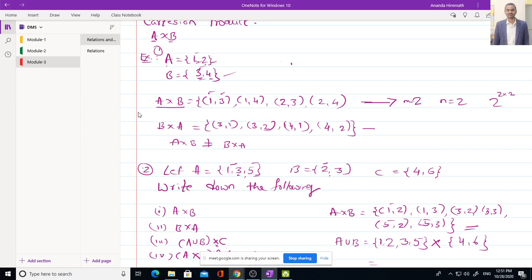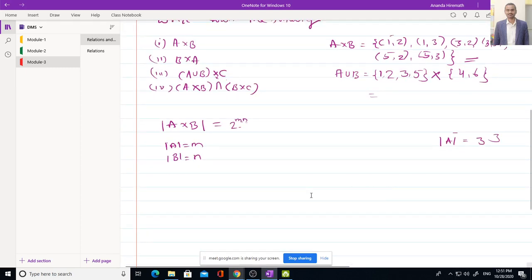Is it m raised to n? It is not m raised to n, it is m into n. Sorry, wait for a while. It is not 2 raised to m into n, it is simply m into n. Okay, there I made a mistake. It is not 2 raised to m into n, it is simply m into n.